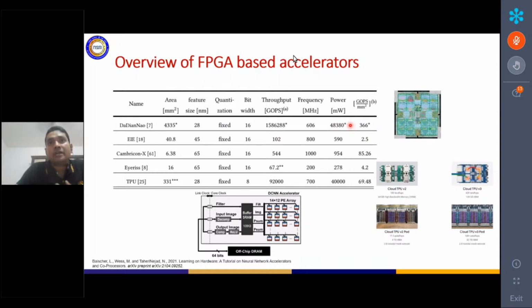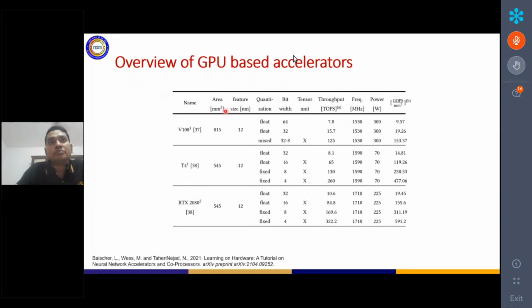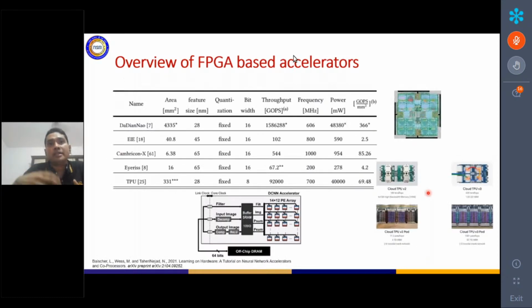But of course, these are in terms of milliwatts, whereas the power consumed by these GPUs is in terms of watts, because they are much more generalized computing systems. These others are much more specialized, because they only deploy fixed precision or mixed precision multiply and accumulate engines as processing engines, and that is why they consume much less power.